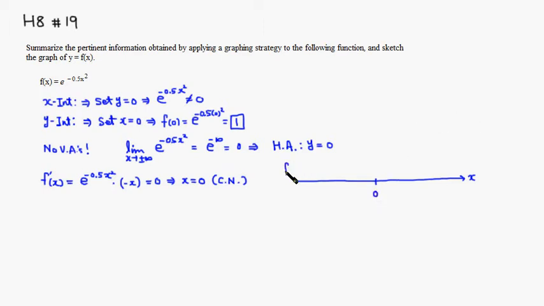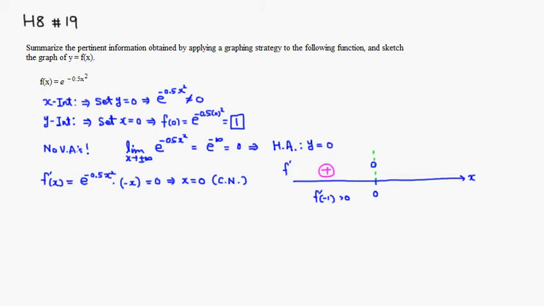So the first derivative is actually 0 at this point, so we have to look at the sign. So f prime of, say, negative 1. If you plug in negative 1 here, that's positive. This exponential is always positive, so you have a positive sign here.